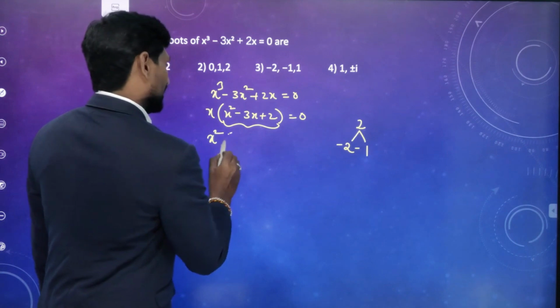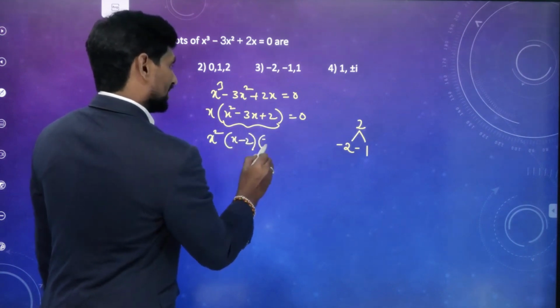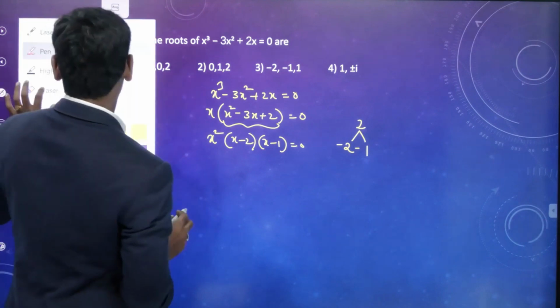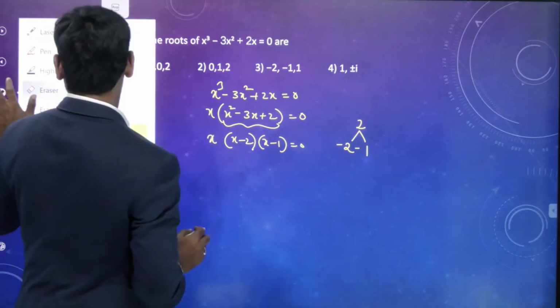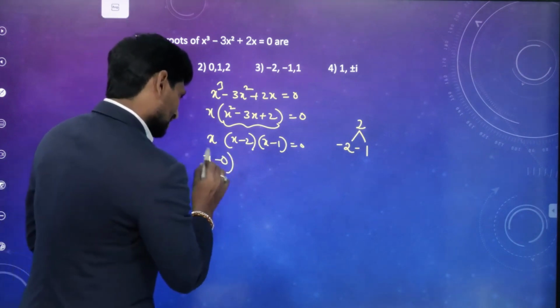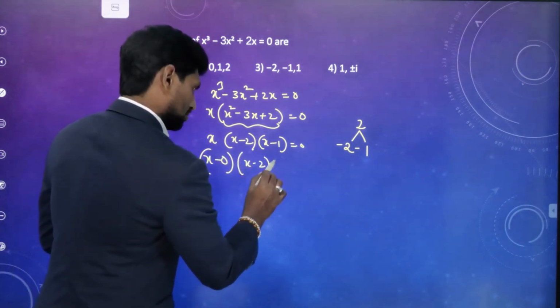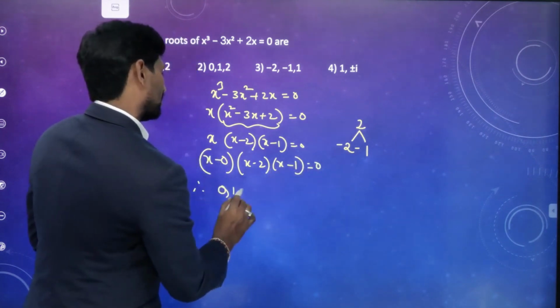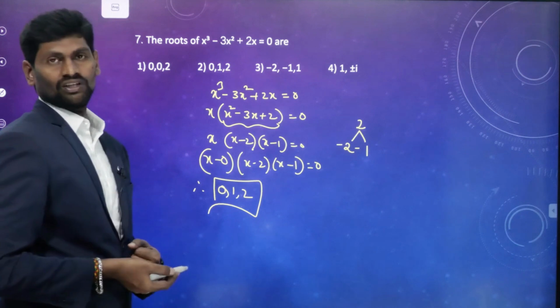So simply this one I can write x minus 2 into x minus 1. Okay. So this x I can write x minus 0, x minus 2, x minus 1 equal to 0. Therefore 0, 1, 2 are roots of the given polynomial.